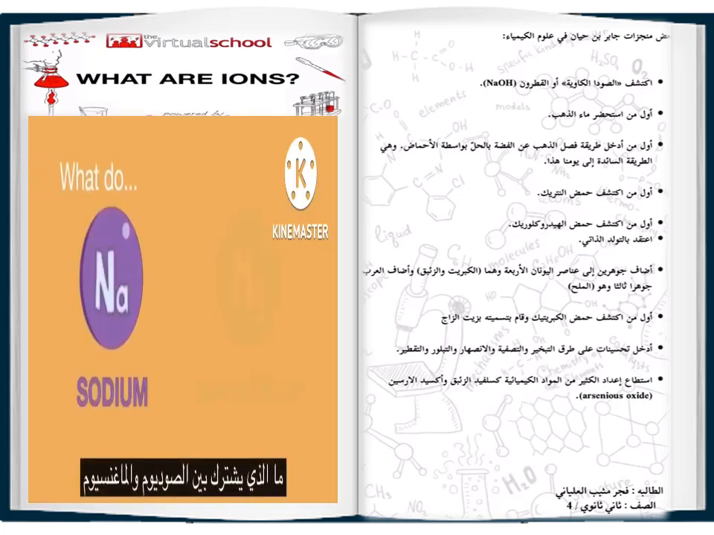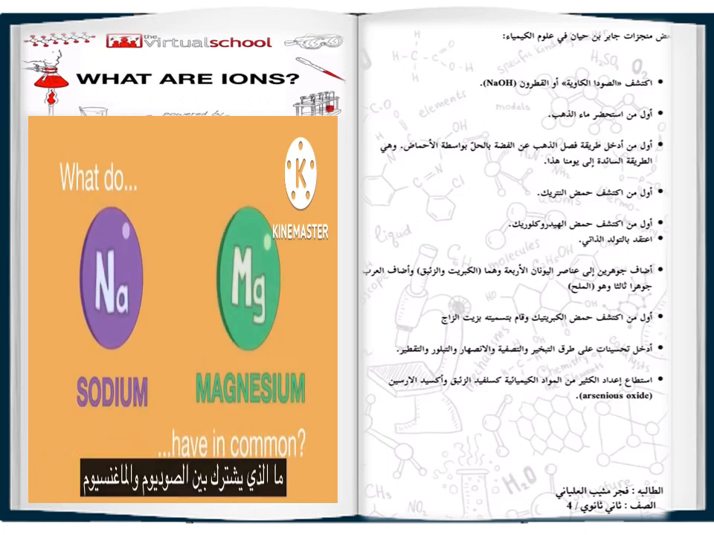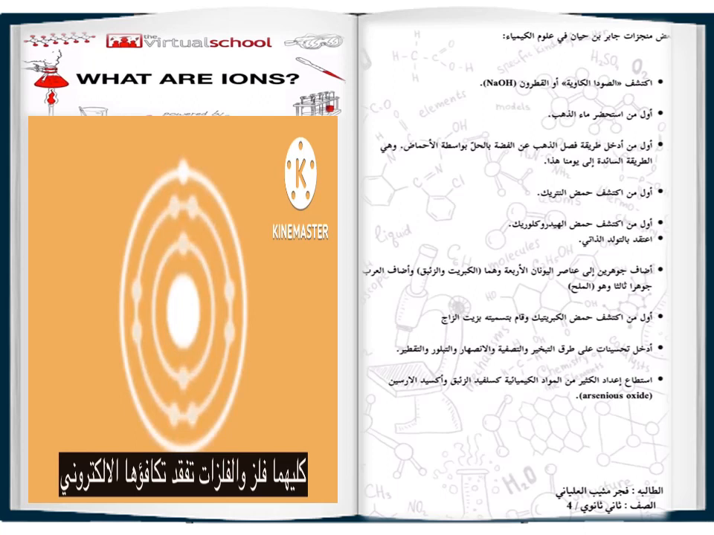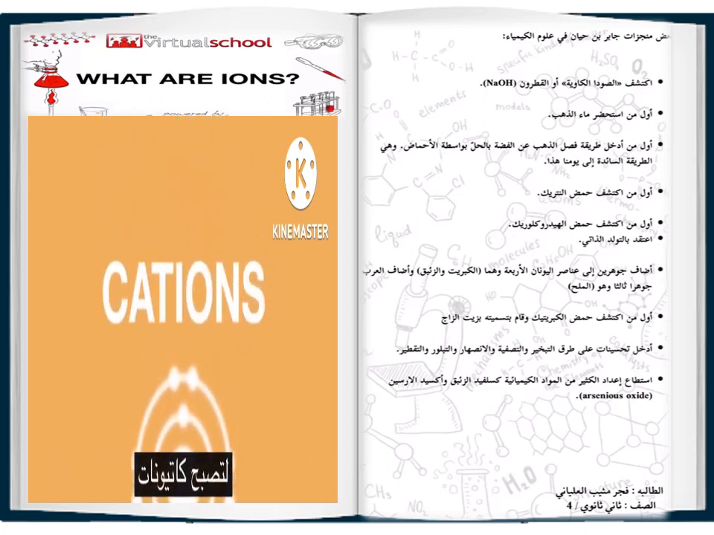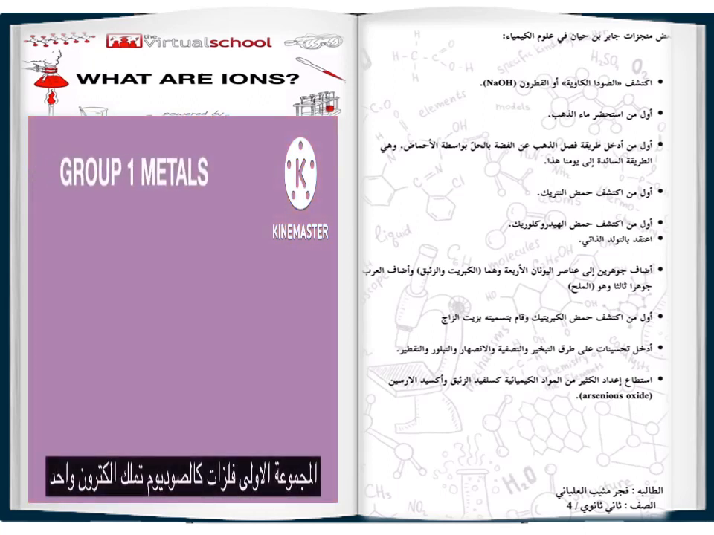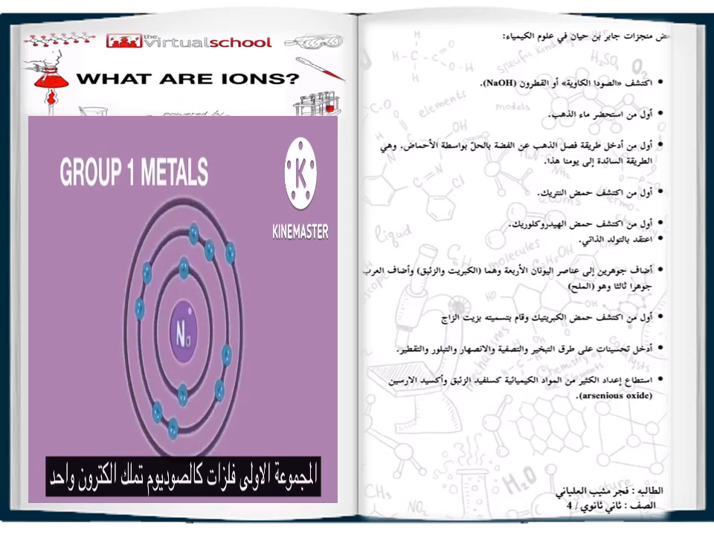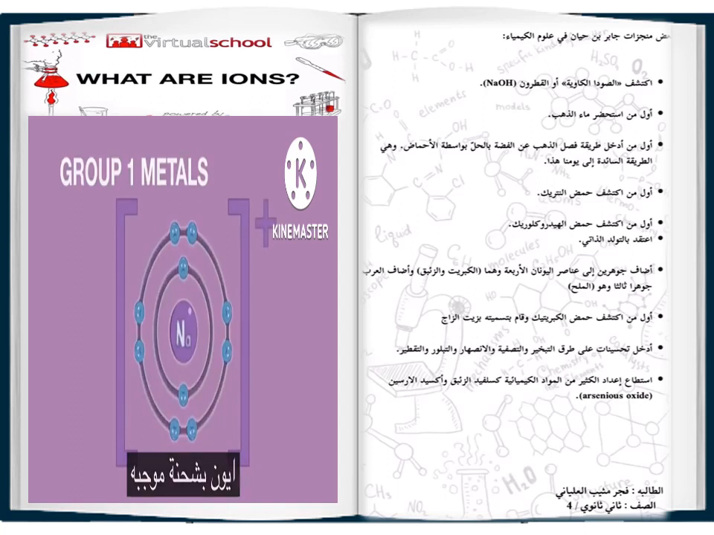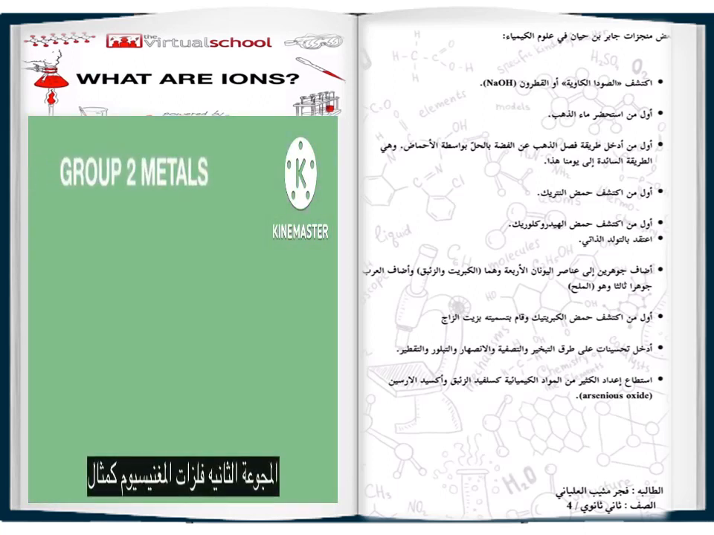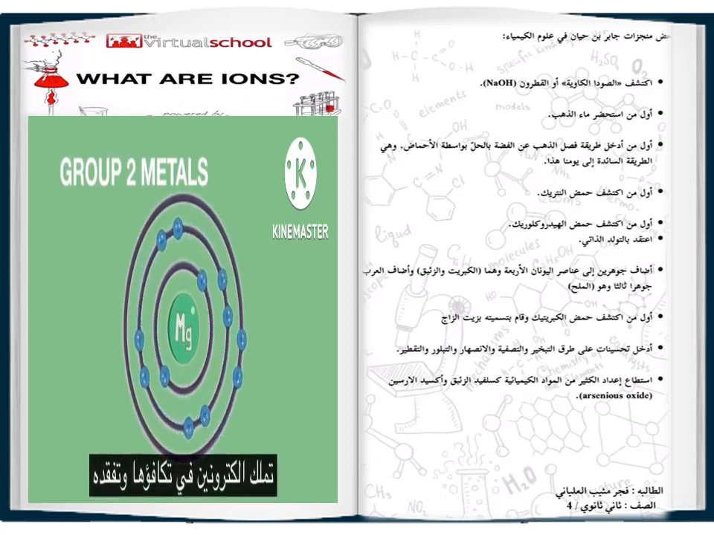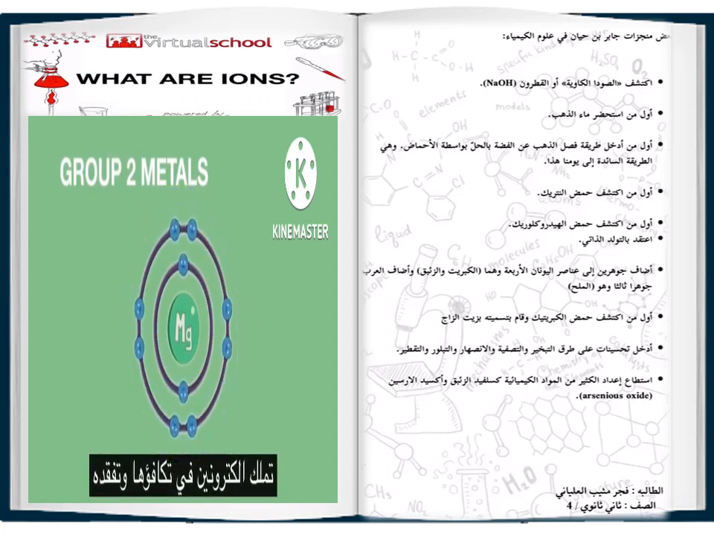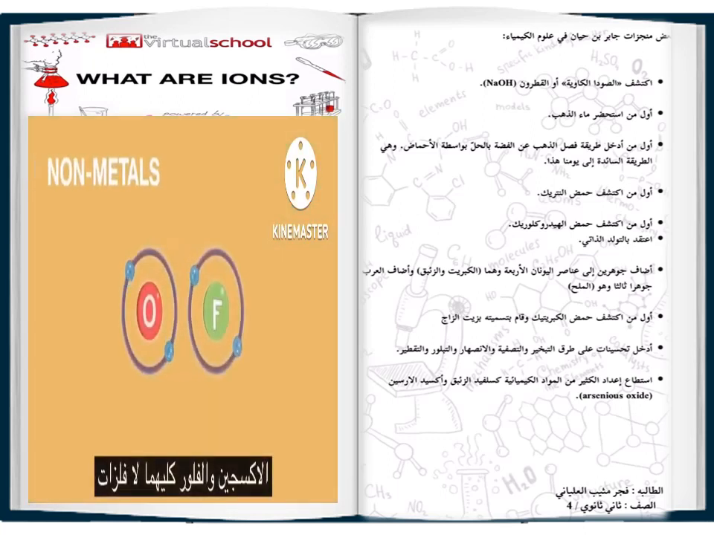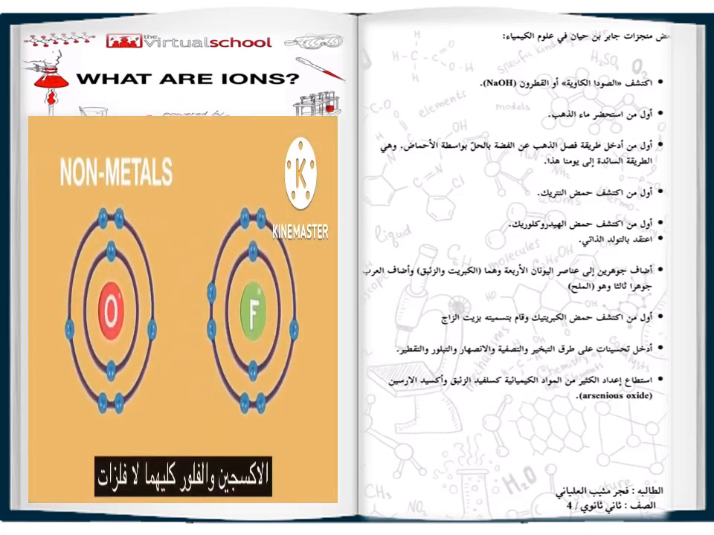What do sodium and magnesium have in common? They are both metals, and metals lose their valence electrons to form cations. Group 1 metals, such as sodium, have 1 valence electron, and they lose this electron to form ions with a +1 charge. Group 2 metals, such as magnesium, have 2 valence electrons, and they lose these electrons to form ions with a 2+ charge. Oxygen and fluorine are both nonmetals.